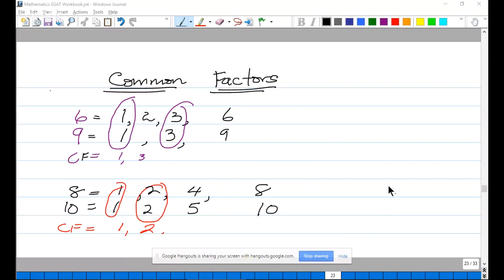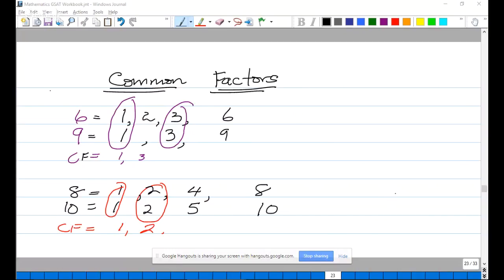Okay, guys, in this episode, we are going to be looking at common factors, highest common factor, and a little bit of LCM. So, page 39 from our workbook. Now, it says a number that is a factor of 2 or more given numbers is called a common factor. Here's an example.